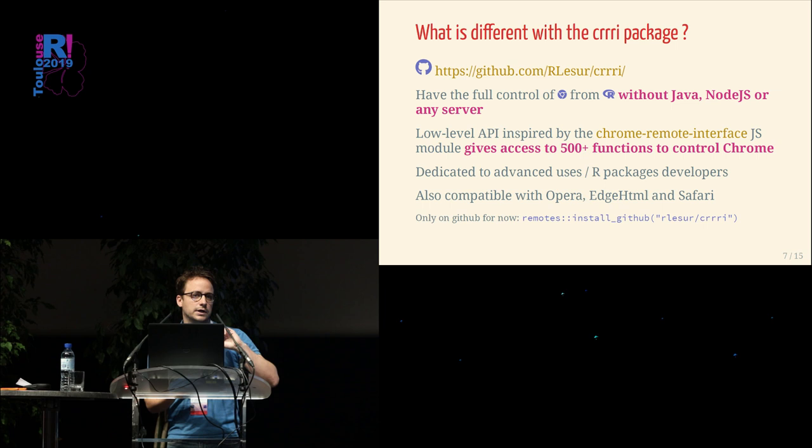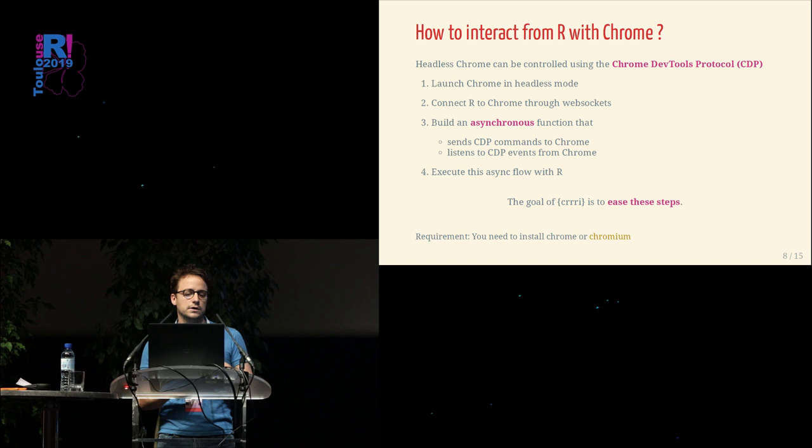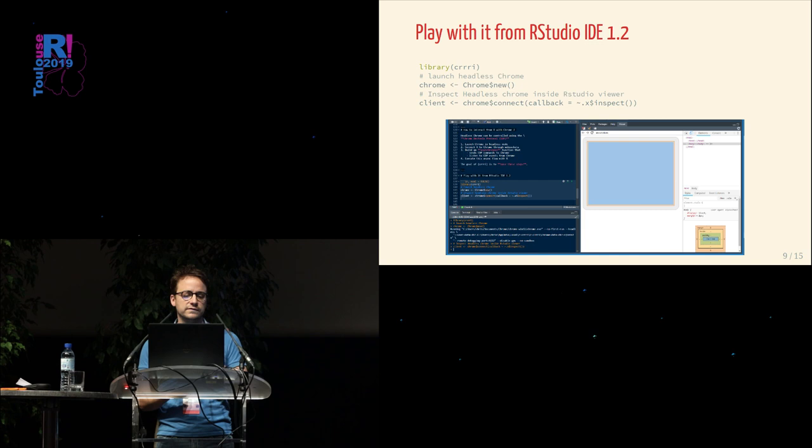You can install it from this GitHub repo. So how does this work? First, Chrome needs to be launched in headless mode. Then you need to connect R to Chrome through the WebSocket, and then you build some functions to send commands to Chrome and to listen to events. The crrri package will help you do that and build these async functions.